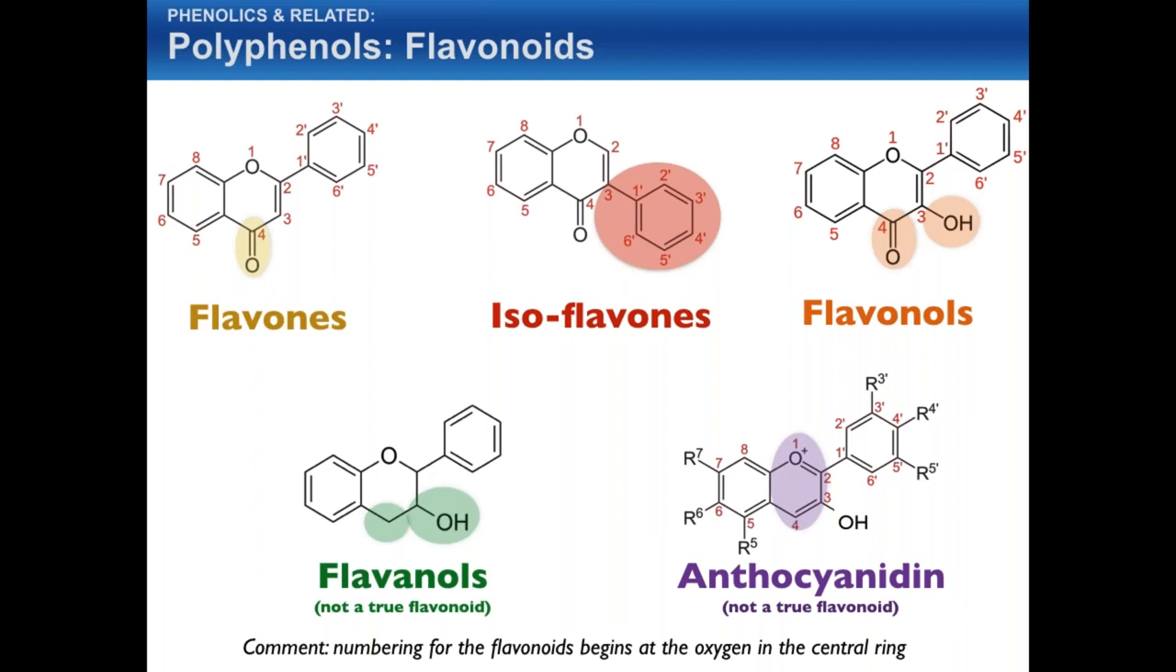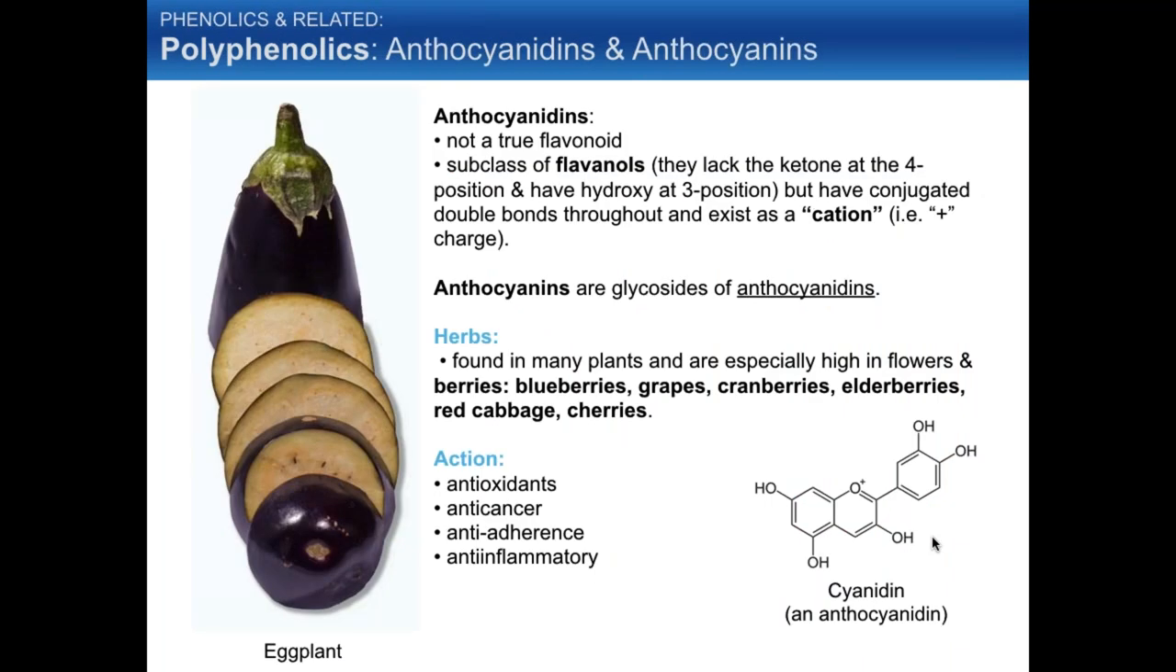Now, anthocyanidins, these compounds are rich in berries and fruits that are red and blue and purple in color. Okay. So the way that the double bonds are all conjugated here, they will reflect those colors, in particular the red, blue, and purple. And so anthocyanidins, these are not true flavonoids. They're a subclass of flavanols. They don't have the ketone group, but they do have a couple double bonds on that central ring. And that's going to affect their ability to absorb and donate electrons, but also to absorb UV light. Many of them will exist as a cation, where there's basically a positive charge on the oxygen group in the center ring. And I think that allows it to easily form polymers.